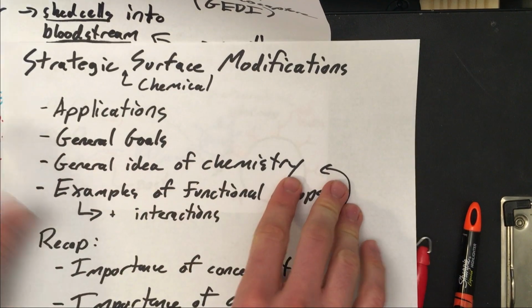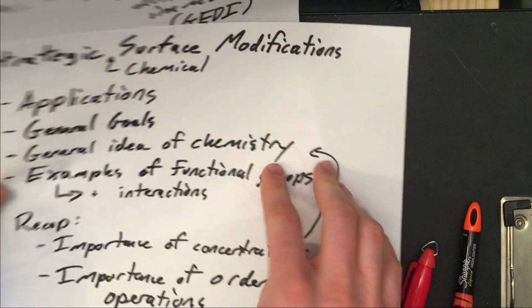And now we'll talk about general goals of modifying surfaces chemically. So what general goals do we have?